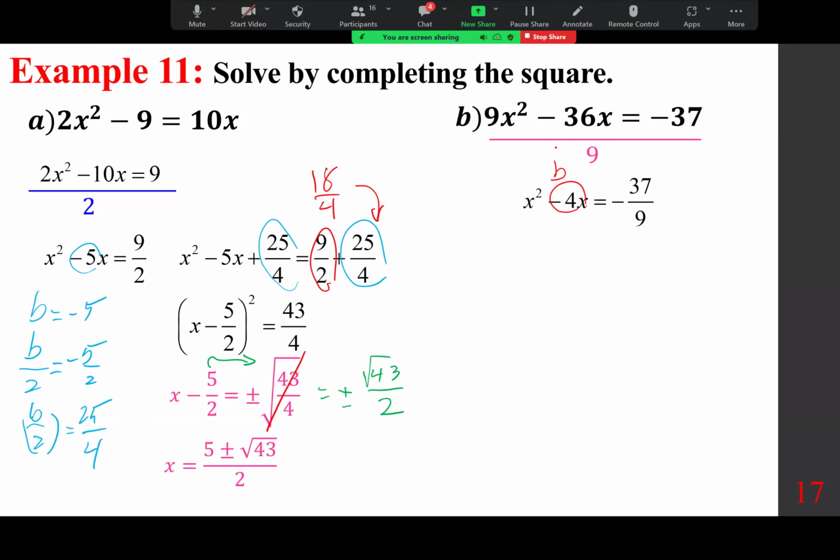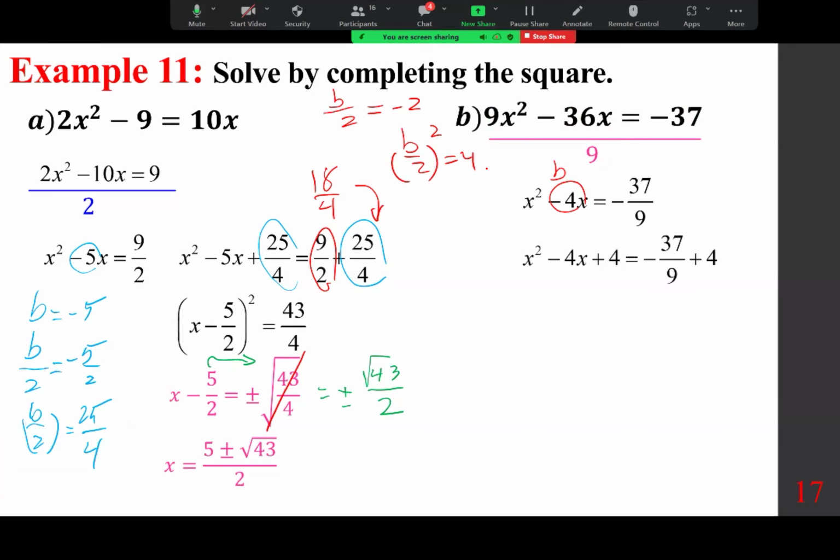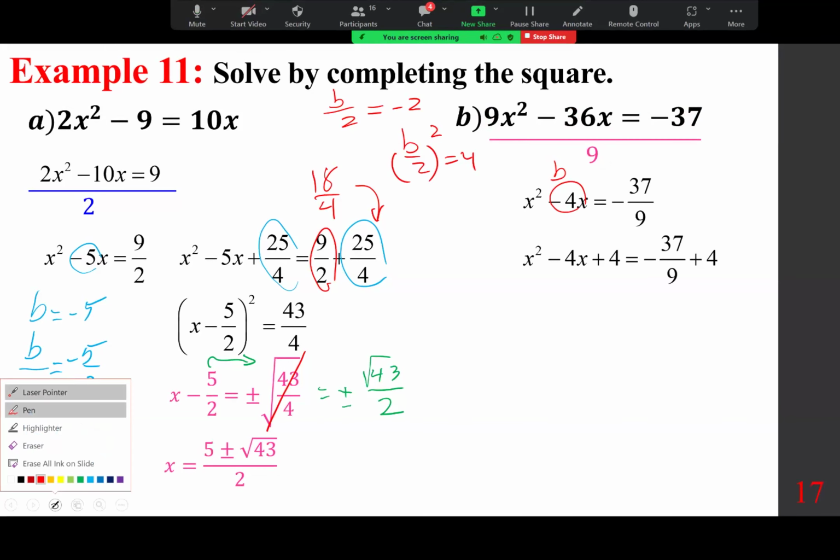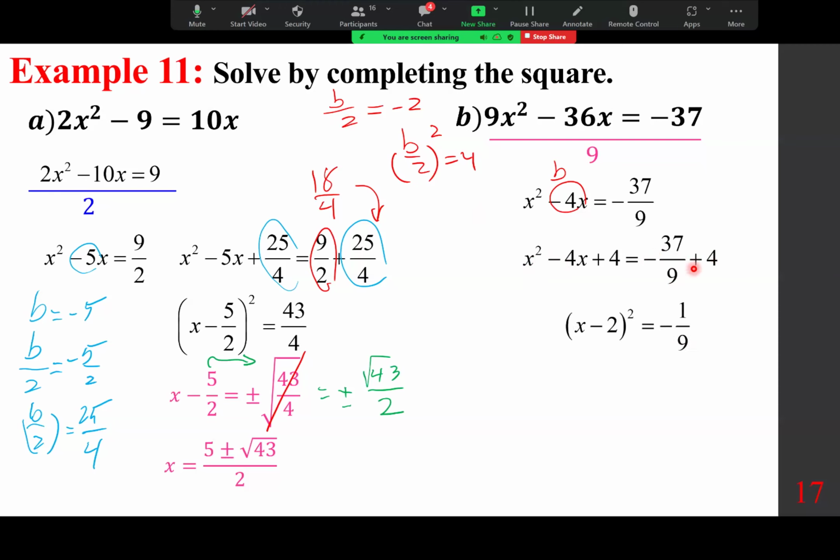Here's the b. b divided by 2 is -2, and when we square it, we get +4. Let's add +4 to both sides. Left side is the variable, again, x, and b over 2, which is -2, quantity squared. The right side, 4 times 9 is 36, and -37 is -1 over 9. I'm assuming nobody has any problem adding up numbers. So 4 times 9 is 36, with -37 is -1 over 9.